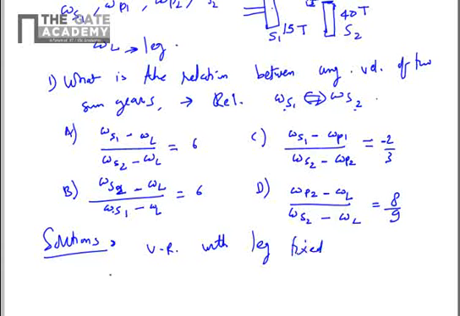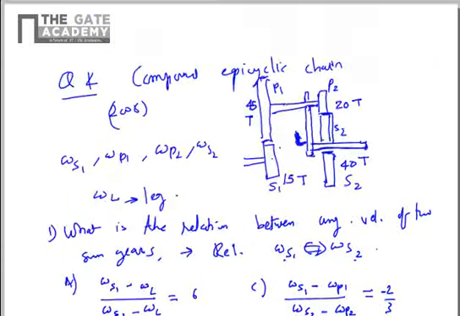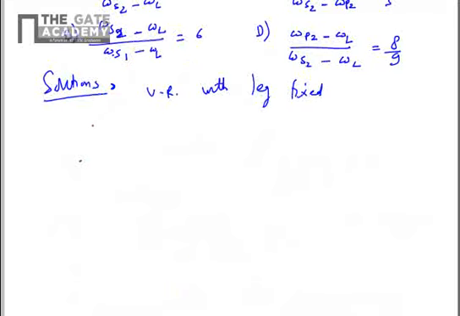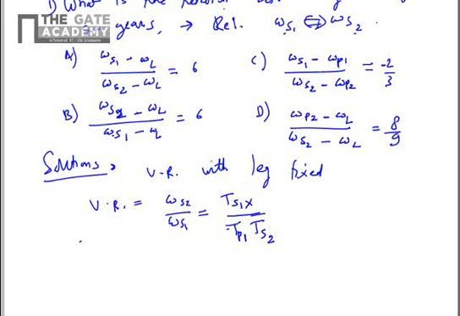In that case, the chain reduces to a simple chain. S1 drives P1, P1 and P2 are on the same shaft, and P2 drives S2. So the velocity ratio, let's say omega S2 by omega S1, will be equal to T S1 by T P1 multiplied by T P2 by T S2. This is a simple formula for the compound chain. You can see it for yourself.